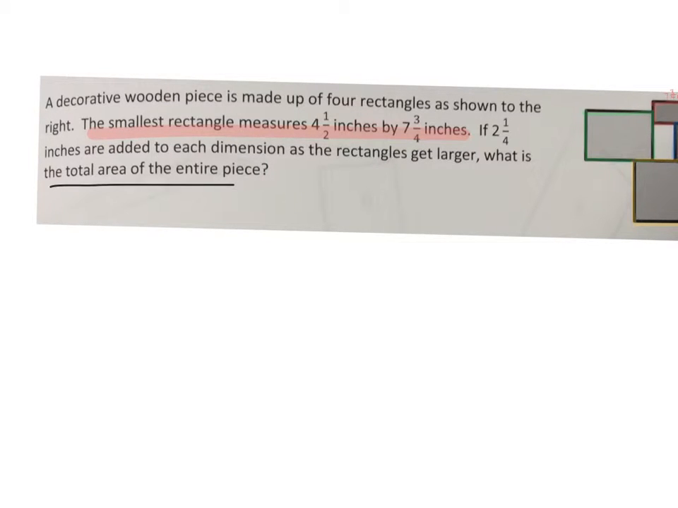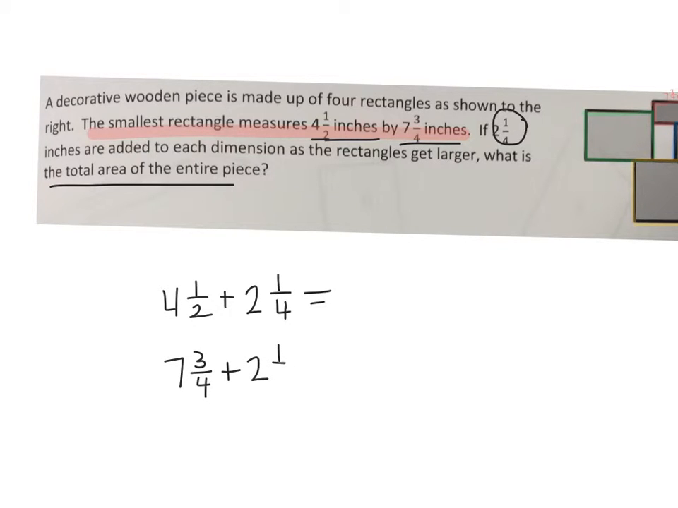So we know that originally the length was 4.5 inches, but the next time it gets a little bit bigger, how much bigger does it get? It's 4.5 plus 2 1/4, right? Does that make sense? And then the width was 7 3/4 inches, but each time it gets bigger, it becomes 2 1/4 inches bigger. So of my next biggest rectangle, what would the length be?